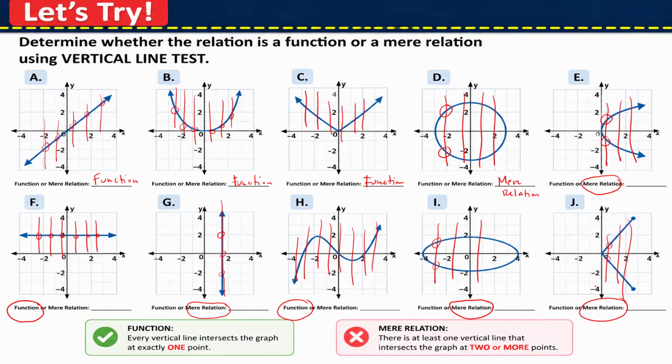So this is how we use the vertical line test in identifying whether the given graph is a function or mere relation. So again, it is a function if every vertical line intersects the graph at exactly one point, and it is a mere relation if there is at least one vertical line that intersects the graph at two or more points.